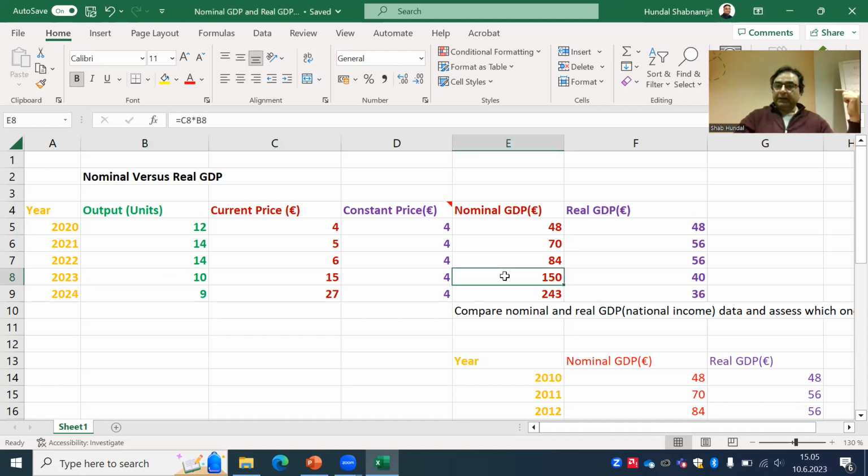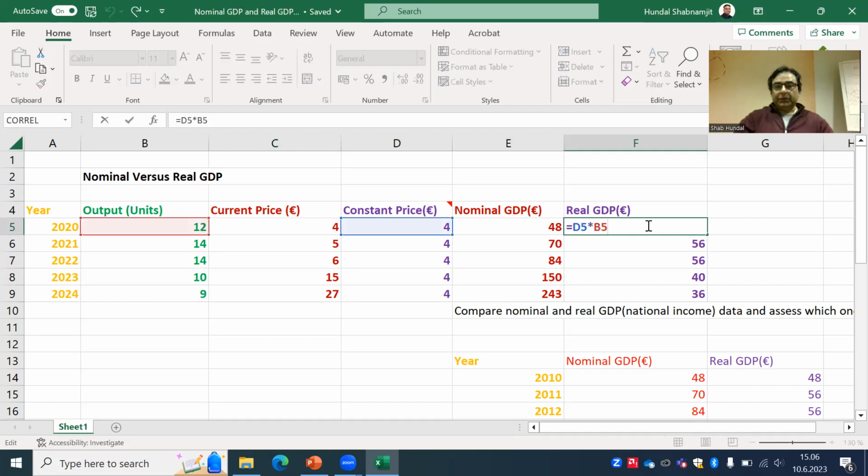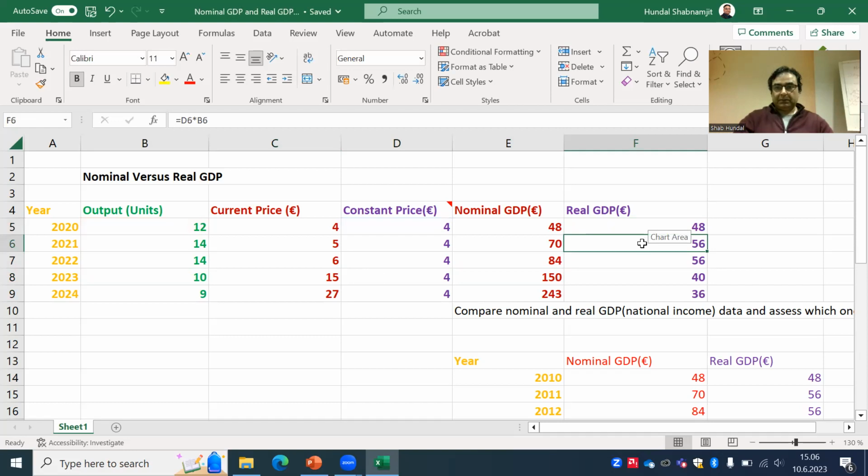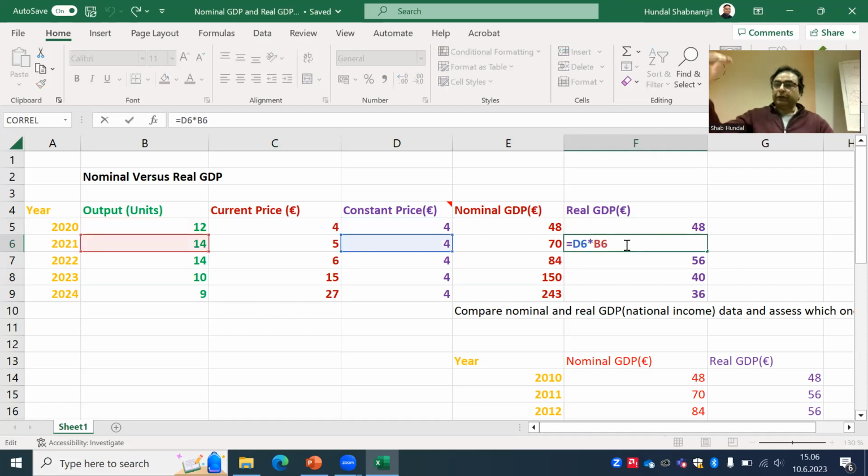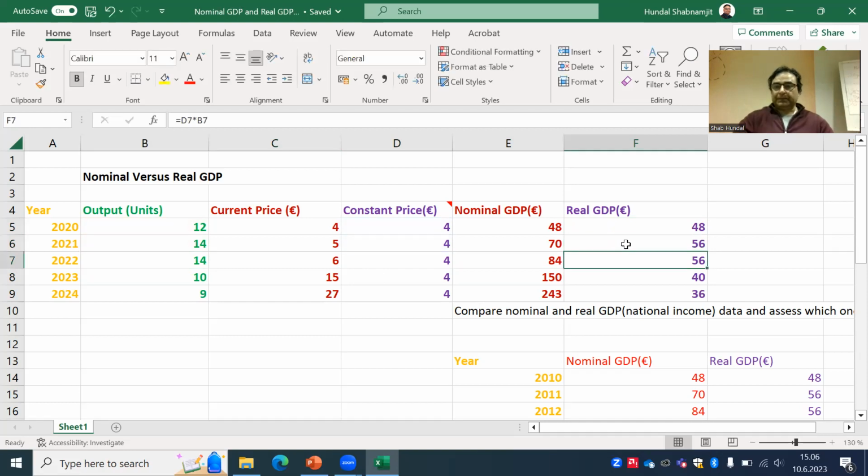It is because the nominal GDP has increased because of the increase in the prices, even though the output in the country is going down. Therefore, this can be misleading. To overcome this limitation, we calculate the real GDP, which is equal to the current output multiplied by the constant prices. So we take 4 as the constant price throughout.